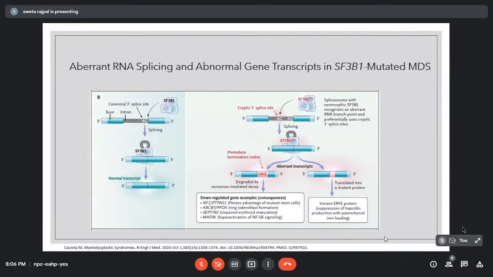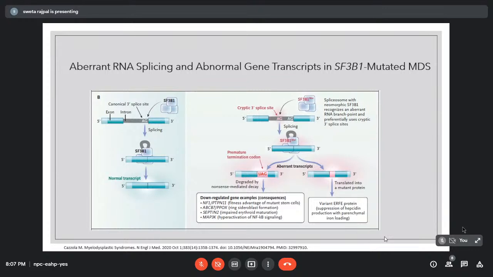pathogenesis of MDS. That includes PTPN11, which is involved in the advantage for mutant stem cells, and ABCB7, where luspatercept acts. That is the reason for ring sideroblast formation. Septin 2 is necessary for impaired erythroid maturation, and MAP3 kinase, we know, leads to the hyperactivation of nuclear factor kappa B signaling. So when this nonsense-mediated decay happens, there will be downregulation of these genes, leading to the pathogenesis of MDS.